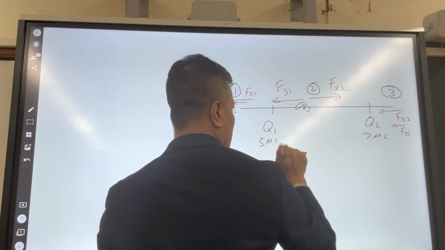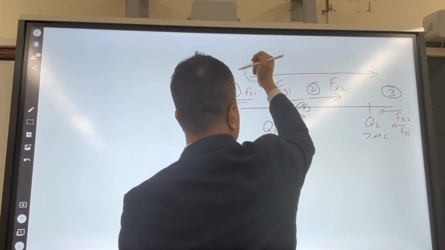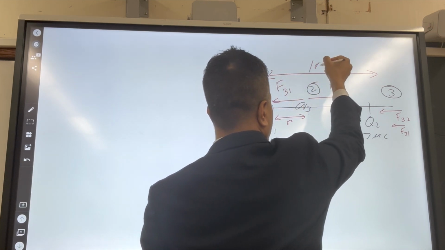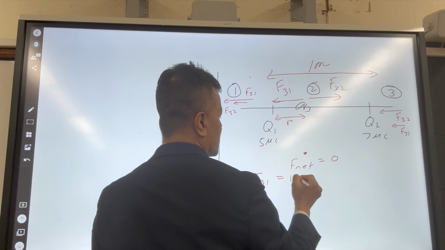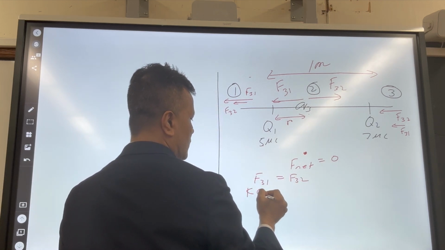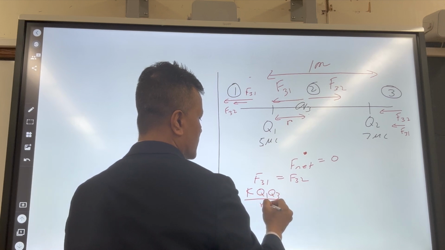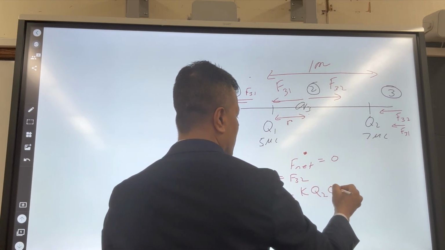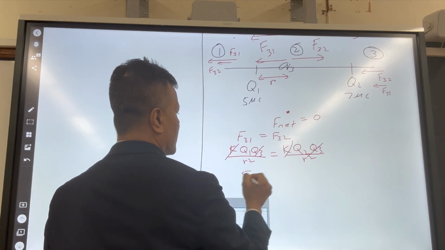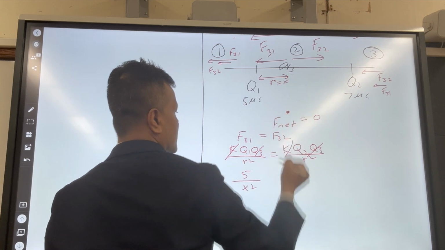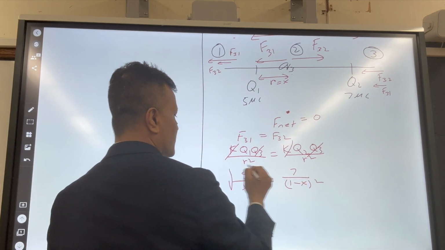So you bring this dot and you find the distance r. Q1 to Q3 is, let's say, 1 meter. You want to call F equal to 0. So F31 is equal to F32. So K Q1 Q3 over r squared is equal to K Q2 Q3 over r squared. K cancels. Q3 cancels. Q1 is 5 over x squared. Call it x. 7 over 1 minus x squared. The square root of everything.